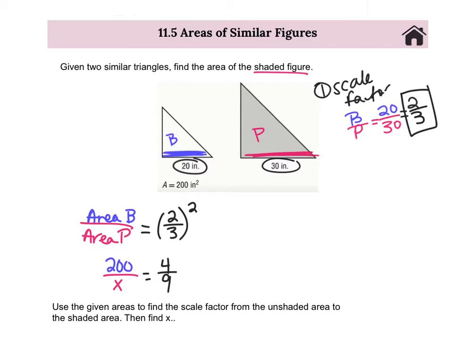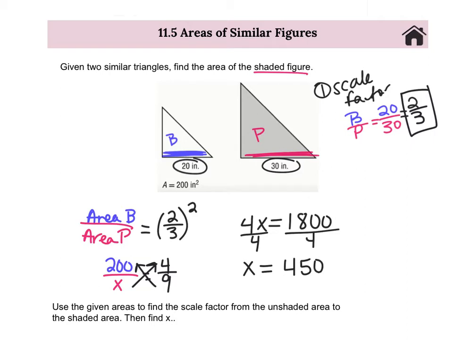Now we just need to cross multiply. We get 4x equals 1800, because we cross multiply both sides. When we divide by 4, we are left with x equaling 450, which is the area of P, or our shaded polygon.